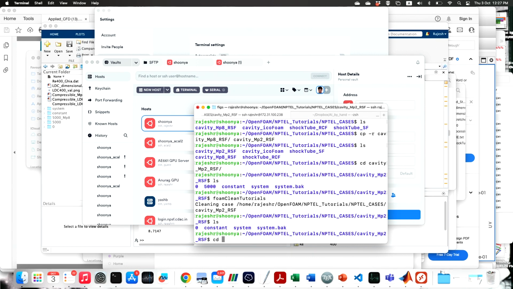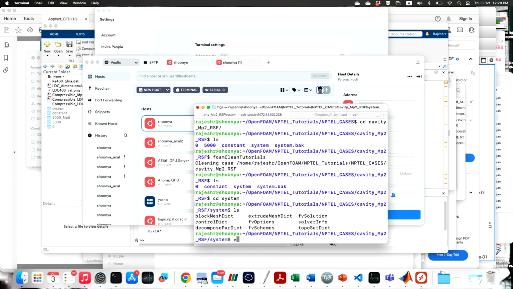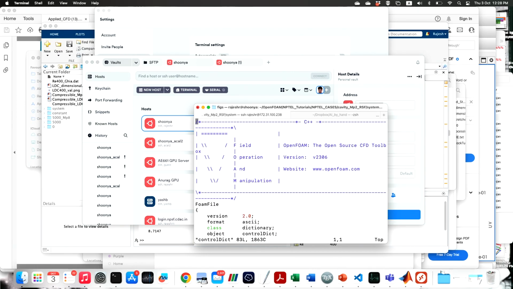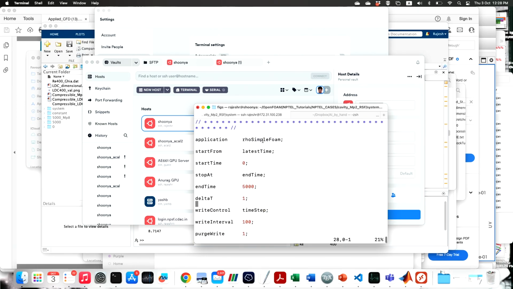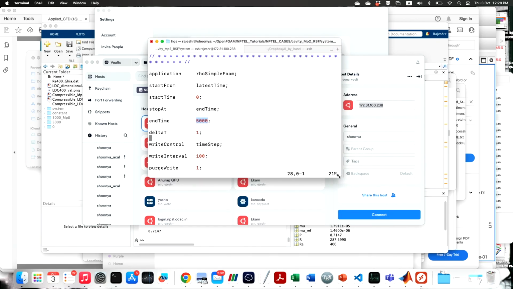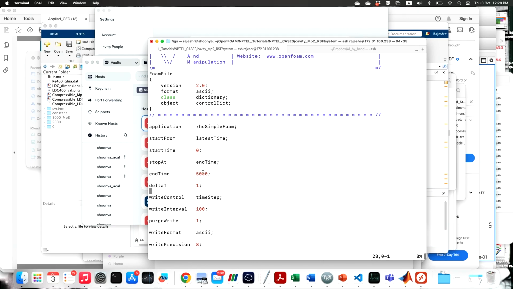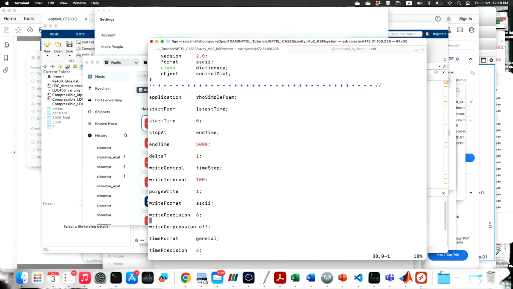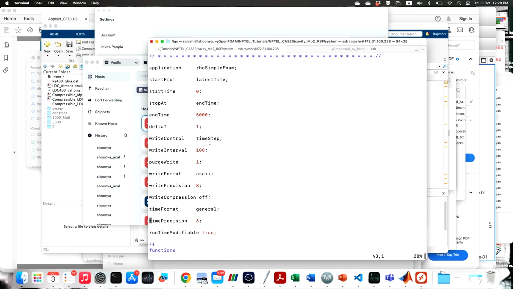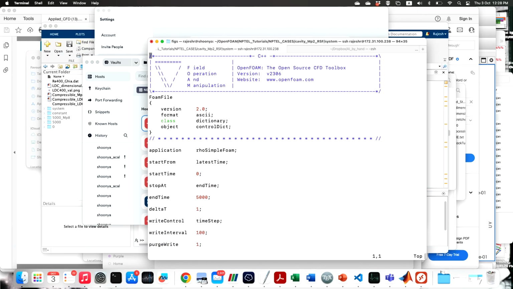Now, you have to go to the system first, and you can see this controlDict. I am using rhoSimpleFoam starting from latest time, I am running till 5000. You will learn from experience how long you have to simulate. Typically around 20 flow times or so is good for the flow to evolve, but it may require more also. And this is when we are writing, and all other things are simple.